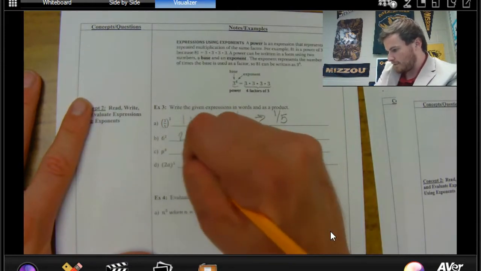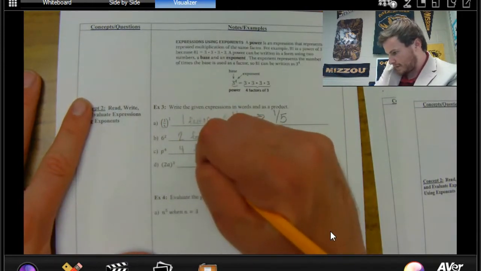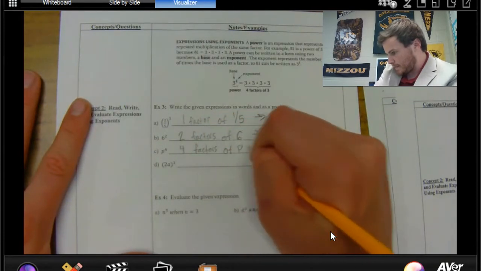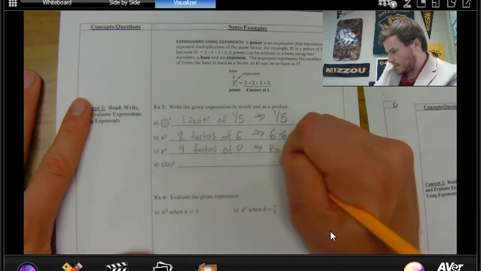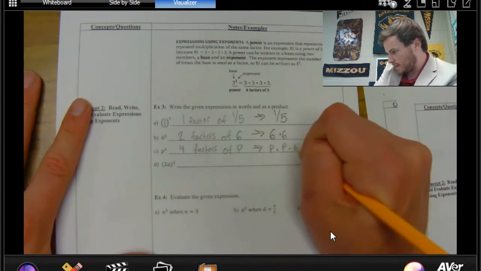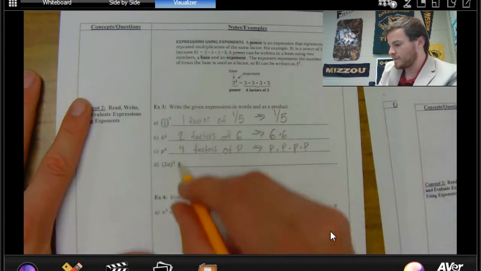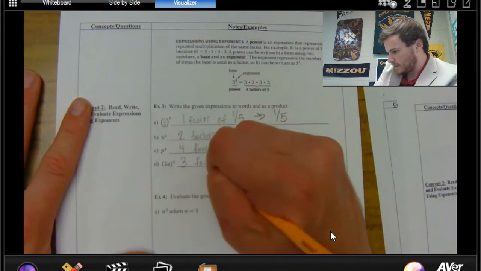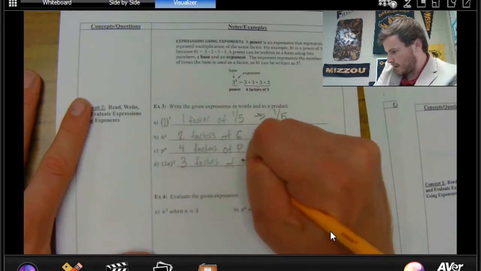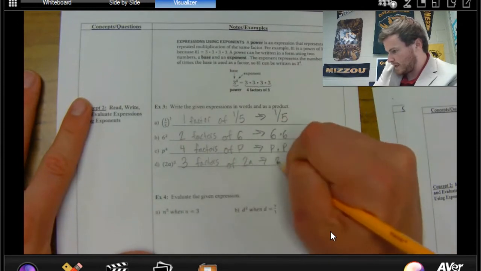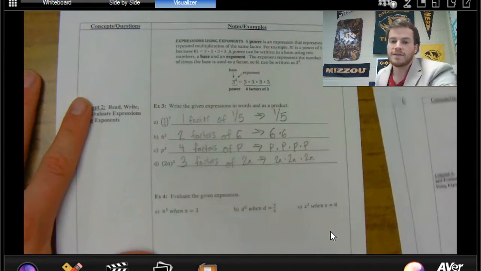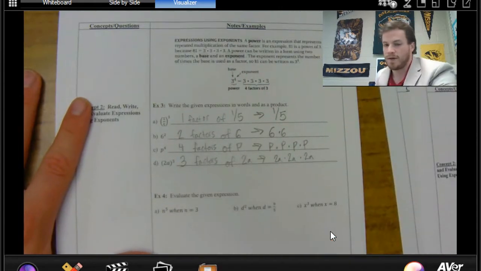P to the 4th, that means we have 4 factors of P, which is P times P times P times P. And this one says 2a to the 3rd power. So it means we have 3 factors of 2a, which is the same thing as 2a times 2a times 2a. All right, pause if you need more time on this section, otherwise we're going on.